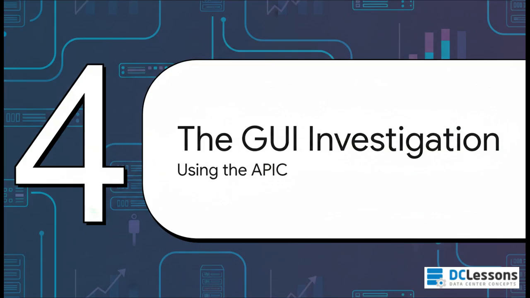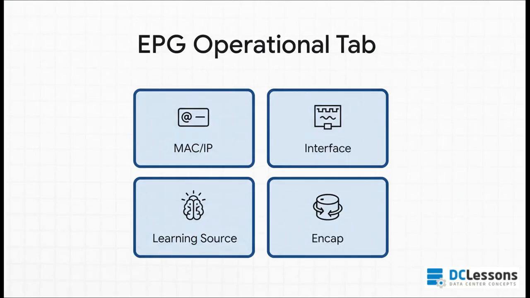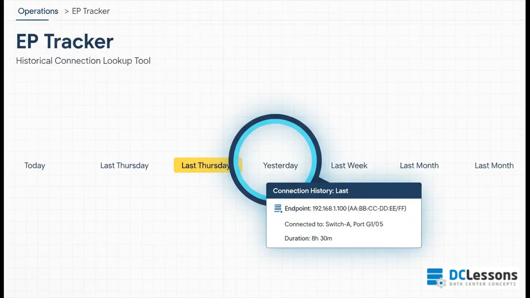This is going to be your go-to for getting that big picture view and digging into the history of what's been happening. So a really handy place to look is inside an EPG, an endpoint group. Just navigate to your EPG, pop open the operational tab, and boom, there it is. You get this super clean list of all the endpoints currently living in that group. It tells you their addresses, the exact port they're on, and even how the fabric found out about them in the first place.